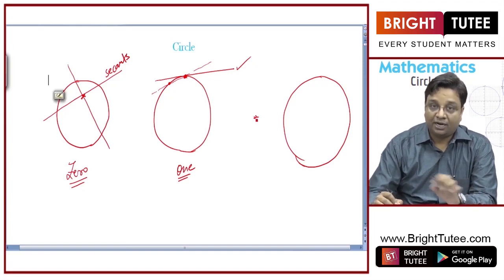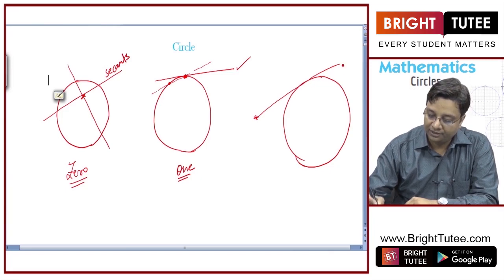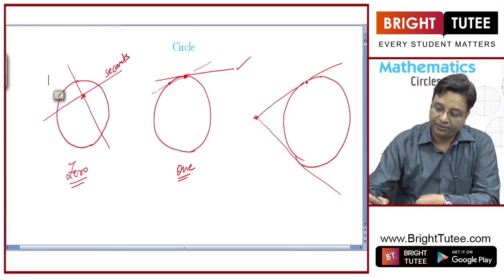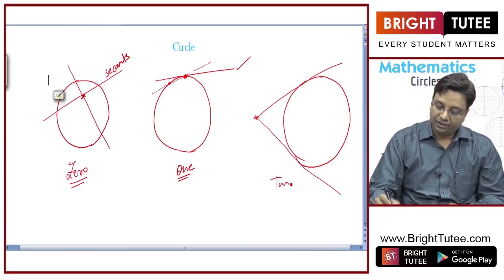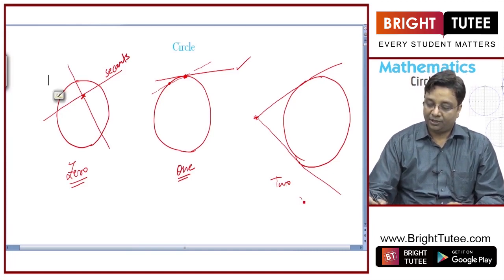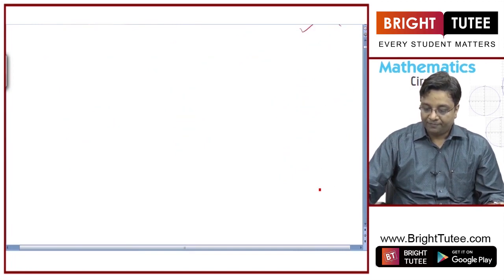Now if the point is outside the circle, how many tangents can we draw? One, and then there is this, two. So if the point is outside the circle, you can draw two tangents from that point, right? So let's discuss this scenario in great detail.